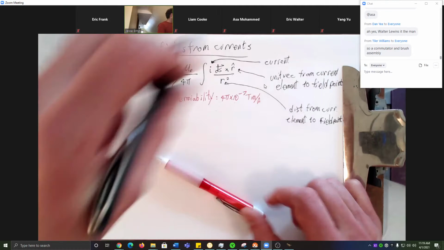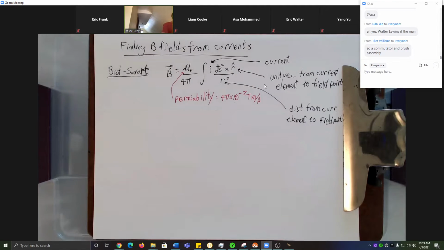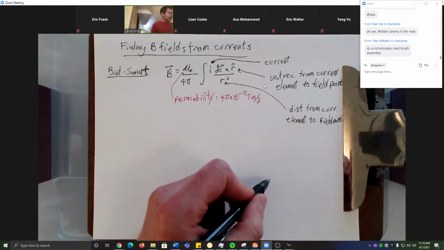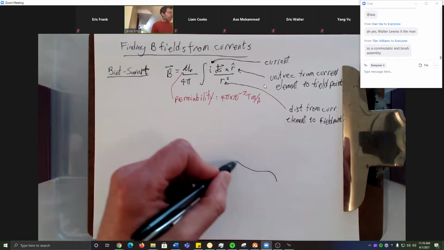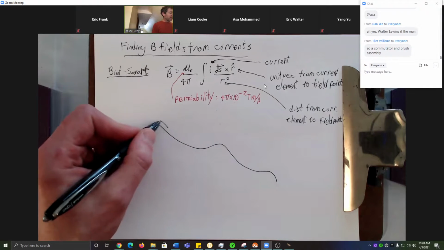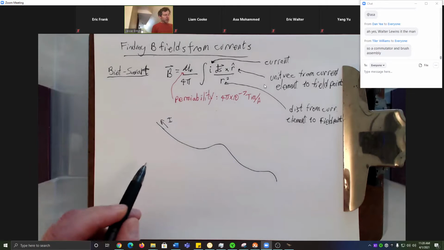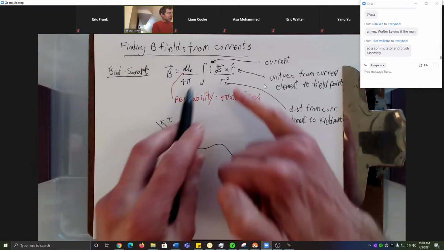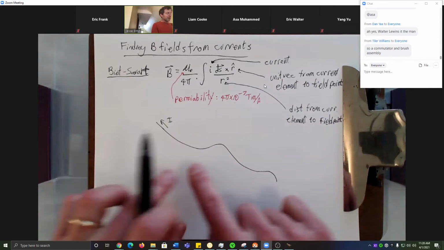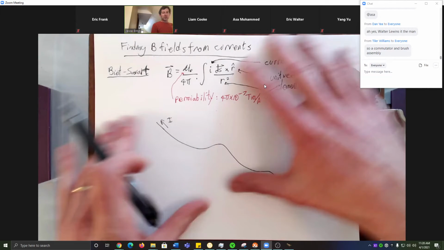Okay, I think to make this a little clearer, what we need to do is just sketch an example. What would this look like? So suppose I had a wire carrying a current like this. So I have a wire carrying current I. And what I can tell you is Biot-Savart says that there's going to be a B field, not just here or here. There's going to be a B field everywhere from this wire.